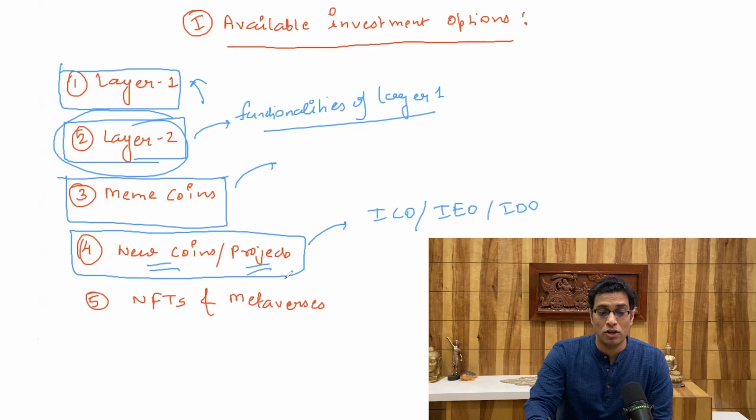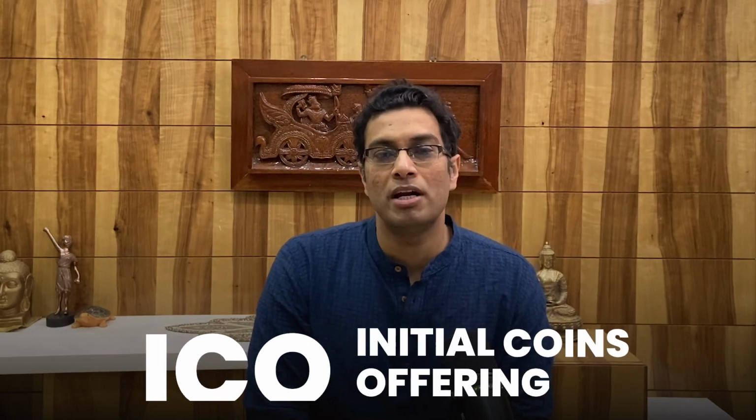But to come back to the topic, when it comes to new coins or projects, they usually end up getting listed as ICO, IEO, or IDO. So I will just take a minute to explain these different terminologies. Previously, back in somewhere around 2017, 2018, ICO was a booming craze. ICO simply means initial coin offering. It's very similar to IPOs.